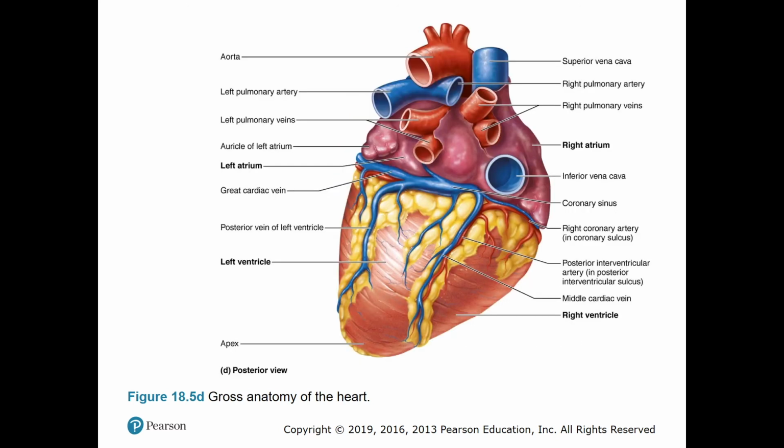In 18.5D, on the left you can see the great cardiac vein, and on the right you can see the right coronary artery, again in the coronary sulcus, the posterior interventricular artery in the posterior interventricular sulcus, and the middle cardiac vein.